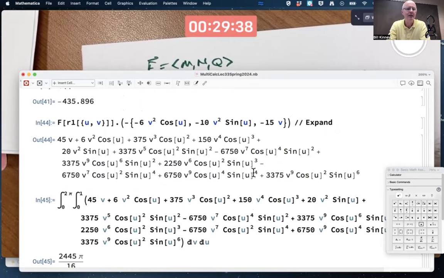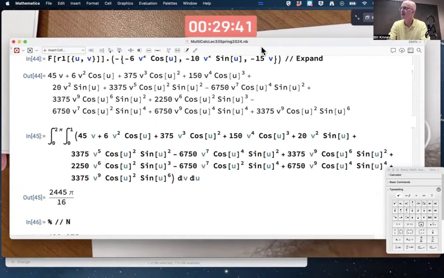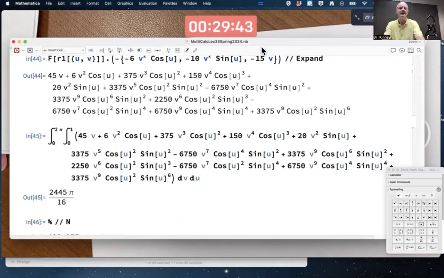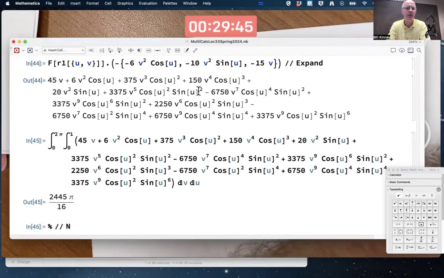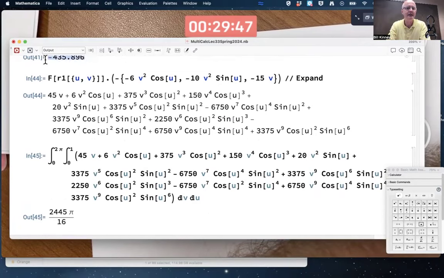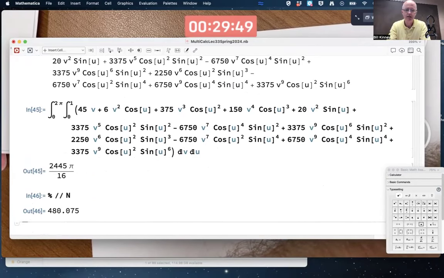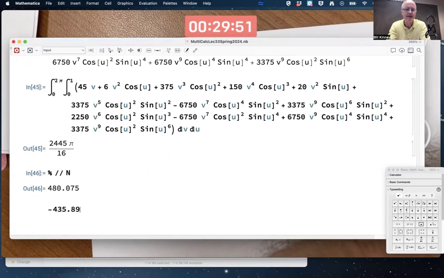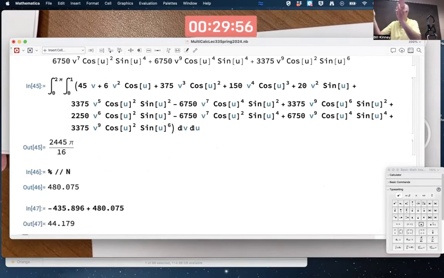Positive number. The final answer for the surface integral over the entire solid is the sum of these two: negative 435.896 plus positive 480.075. Positive number, not zero. That's what you should expect when the divergence of the vector field is not zero. Typically, you're going to get something non-zero for a flux integral over a closed surface.